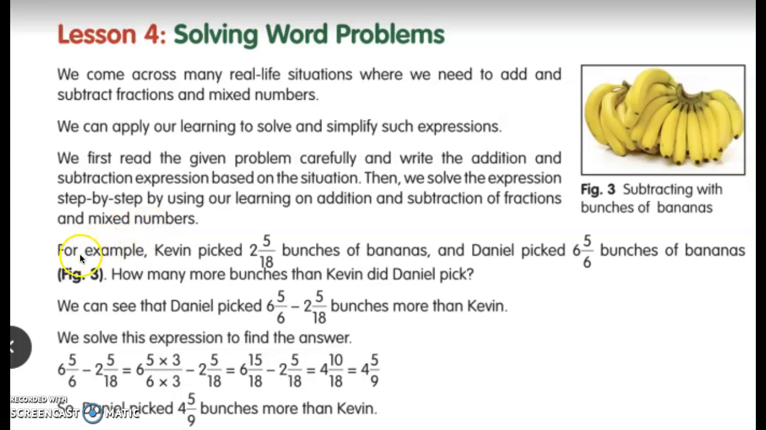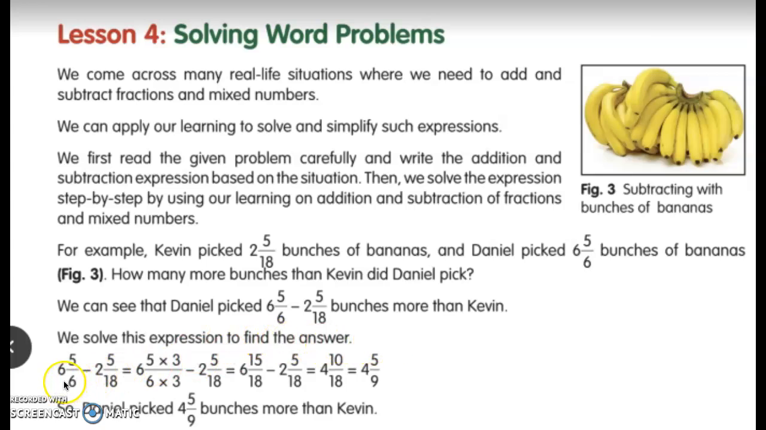For example, Kevin picked 2 and 5 over 18 bunches of bananas, and Daniel picked 6 and 5 over 6 bunches of bananas. How many more bunches than Kevin did Daniel pick? So we can see that Daniel picked 6 and 5 over 6 minus 2 and 5 over 18 bunches more than Kevin. So we solve this expression to find the answer.